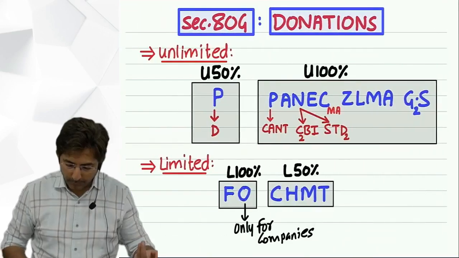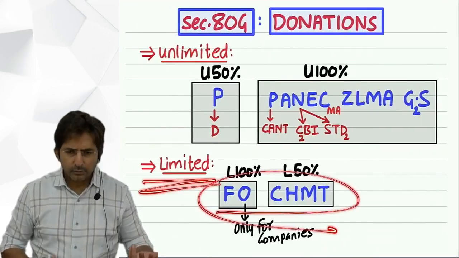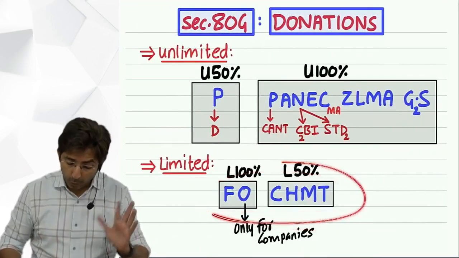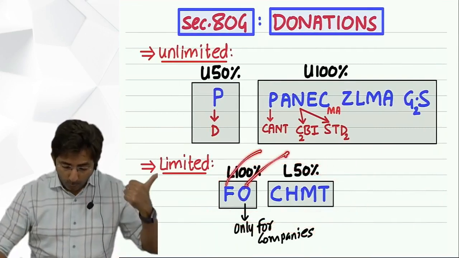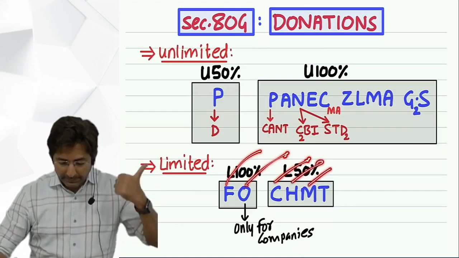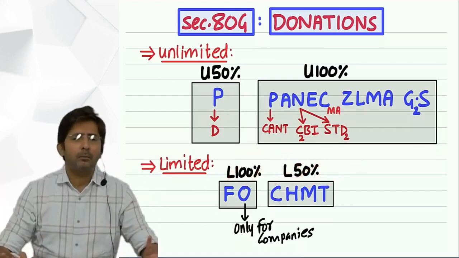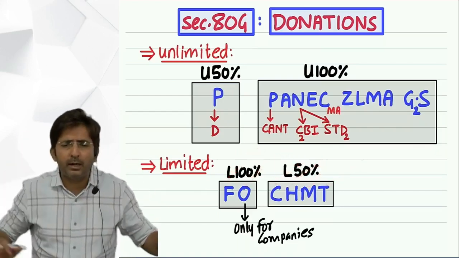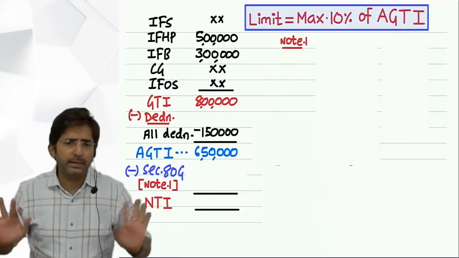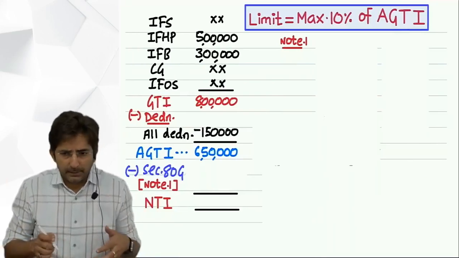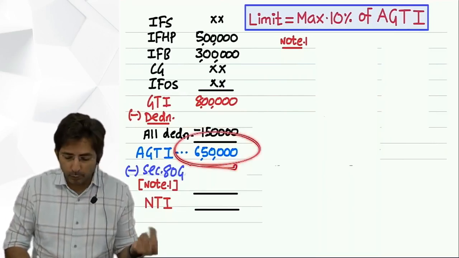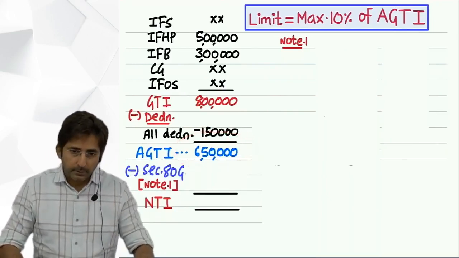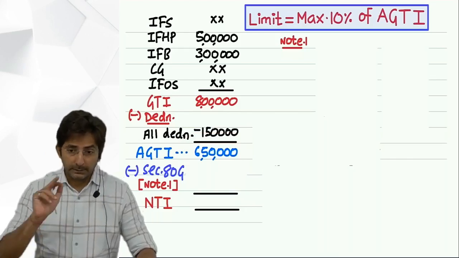Limit is for FO Chamat only. And see, the limit is for all donations together. Whether you want to donate to F, O, C, H, M, T, wherever you want, the maximum you can donate is 10% of AGTI. And that depends upon the question. In our question, it is 6,50,000. So 10% is 65,000. Okay, so this is the limit.